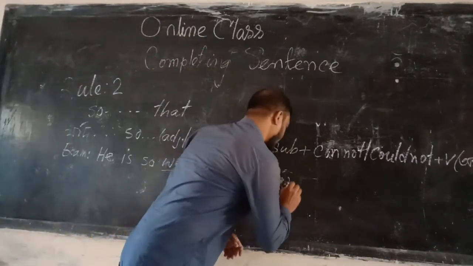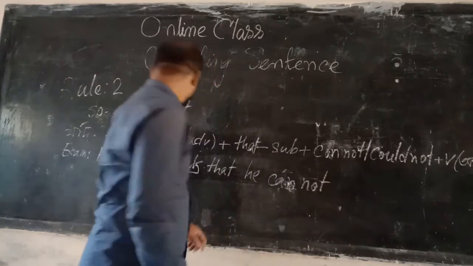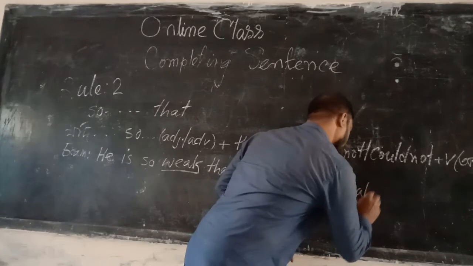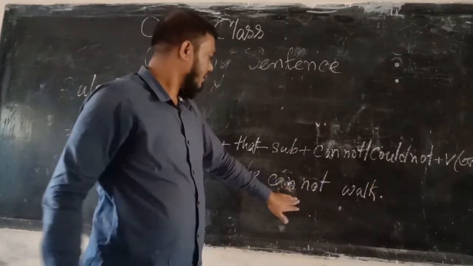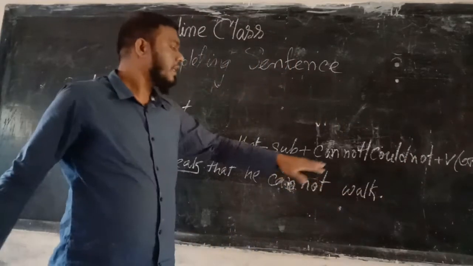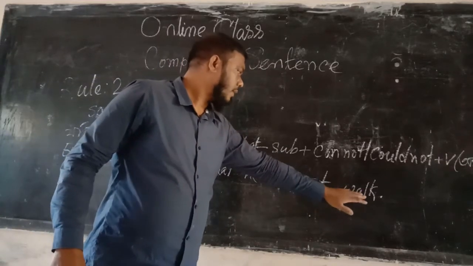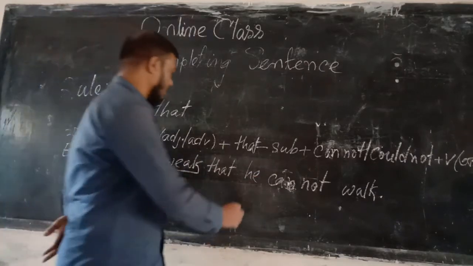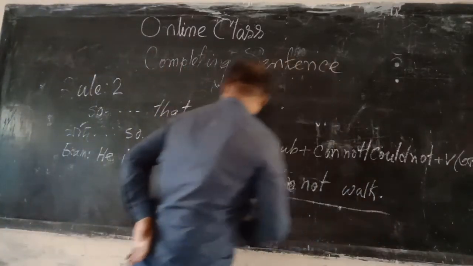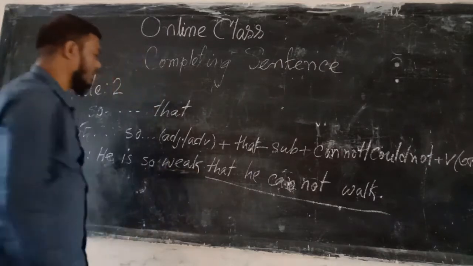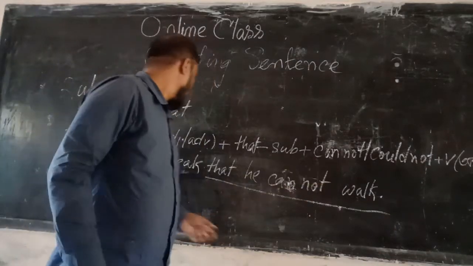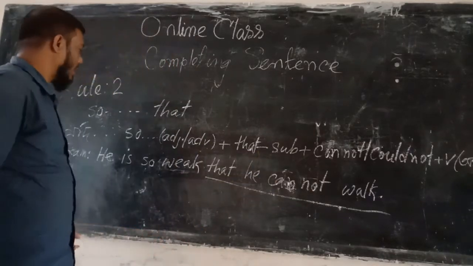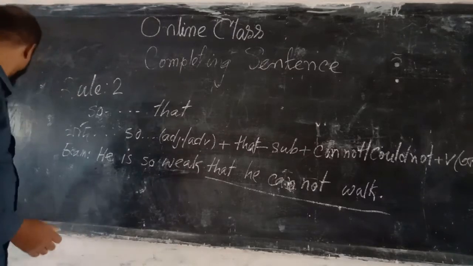He cannot walk. Like this, "cannot" plus a meaningful verb. That means the meaning of the verb should be related to the sentence. So we have completed the sentence by using "that" plus "he cannot walk". He is so weak that he cannot walk. I hope that you have understood.